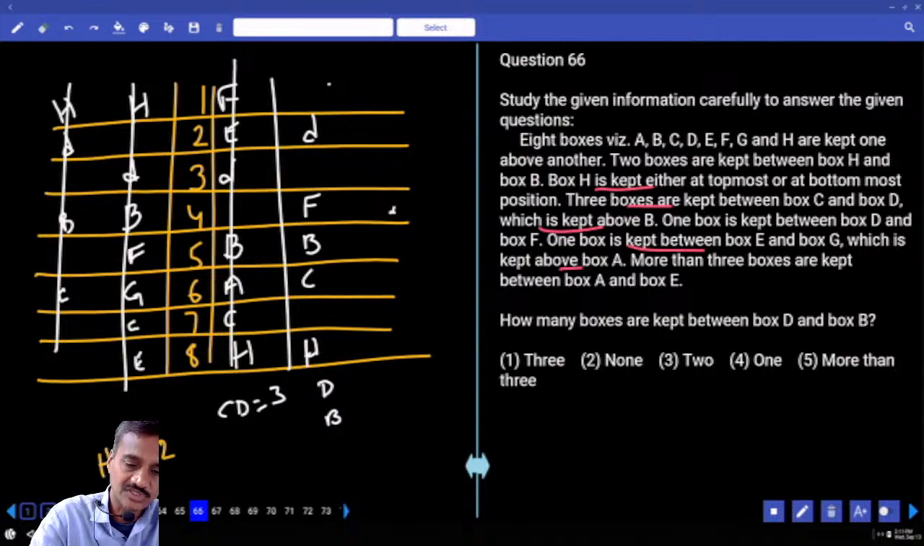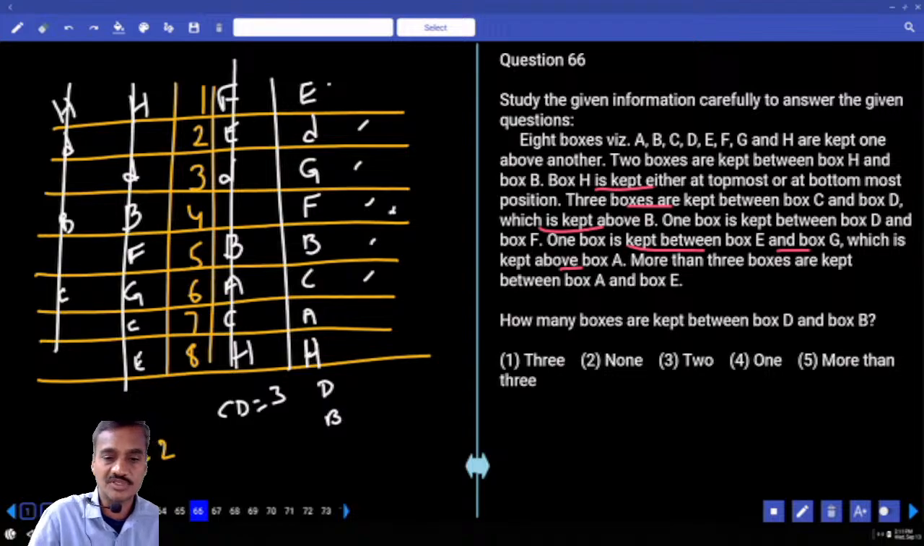And finally we are left with this case. Now in this case, H is here, then C, then between D and G there must be exactly one. Between E and G there must be exactly one, hence E is here, then G is here, then A will be here. The number of boxes between A and E is more than 3, that is 5 boxes are there. Clear now? This is about questions 66 to 67.